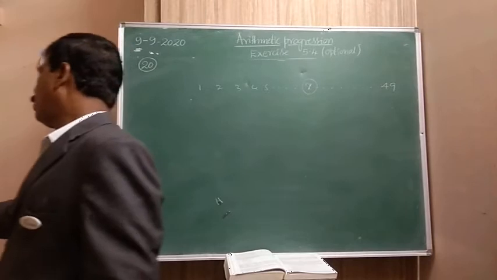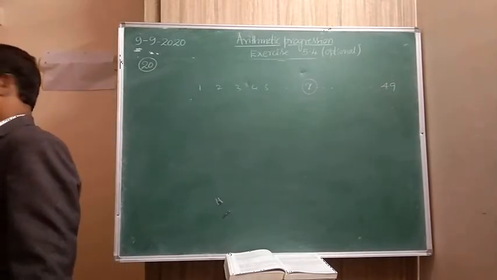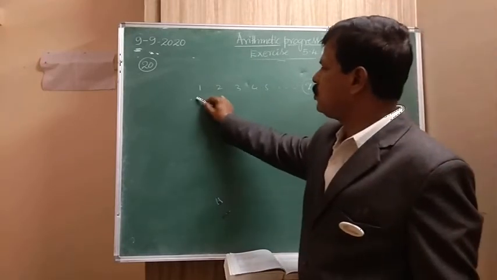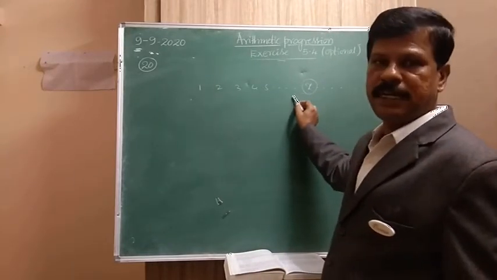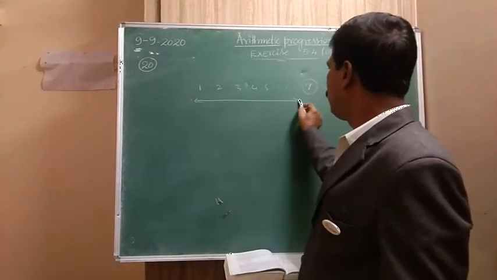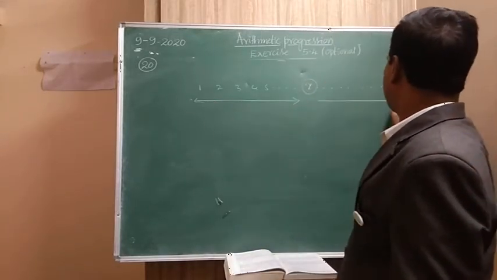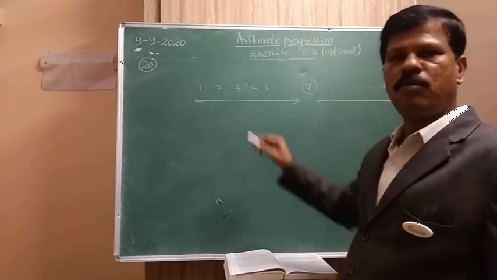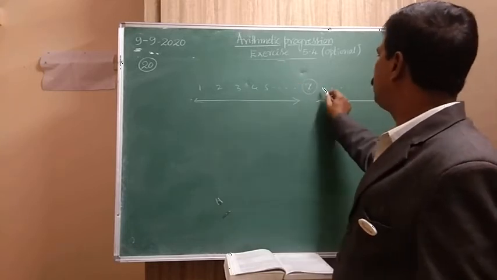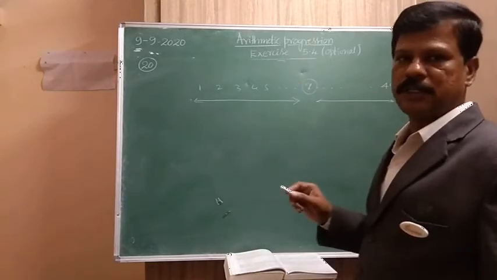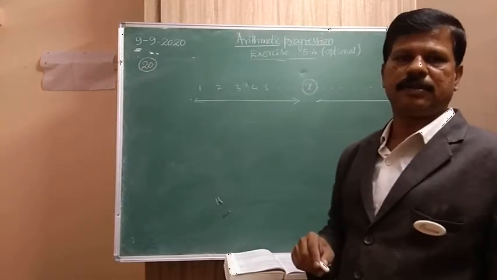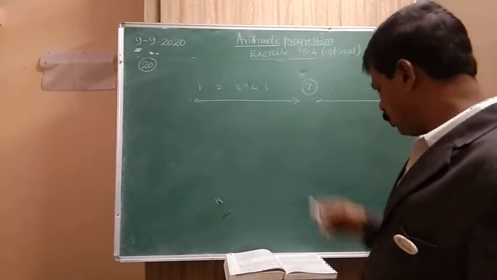Okay. Now, what is the condition given? The condition given is that the sum of the houses preceding the x, that means from here to here, is equal to the sum of the houses following it. Sum of the house numbers preceding this is equal to the sum of these numbers. Now we have to find out the value of this x. Clear? Now how to proceed?